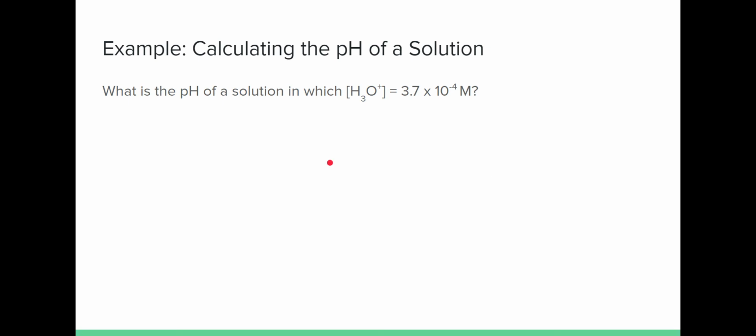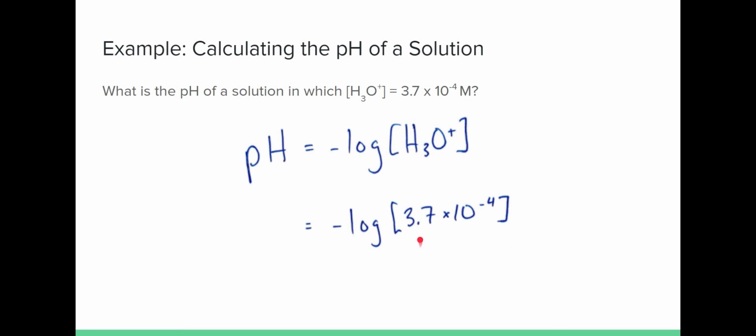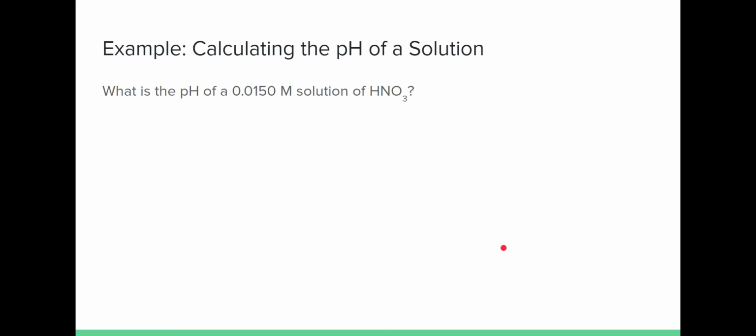When I'm calculating pH, I'm going to let my calculator do most of the work for me. So to calculate the pH of a solution where I know the concentration of H3O+ is 3.7 times 10 to the negative fourth molar, I simply use the negative log base 10 of whatever my concentration is, which is 3.7 times 10 to the negative fourth, and my pH comes out to be 3.43 if I type that in correctly into my calculator.